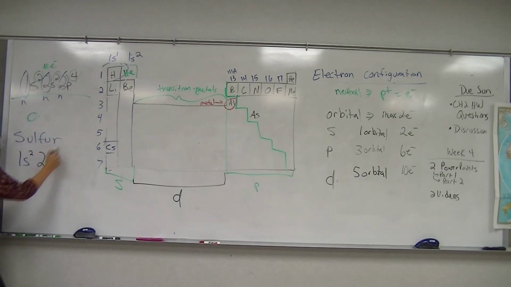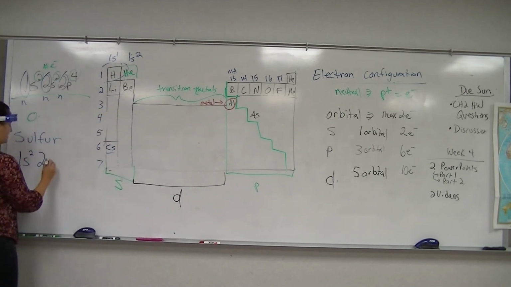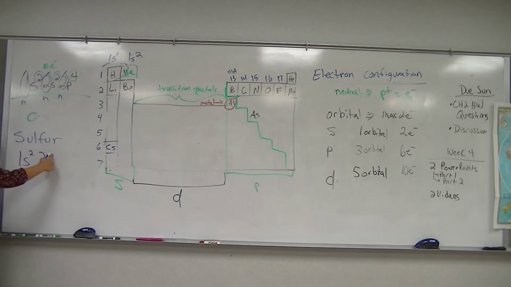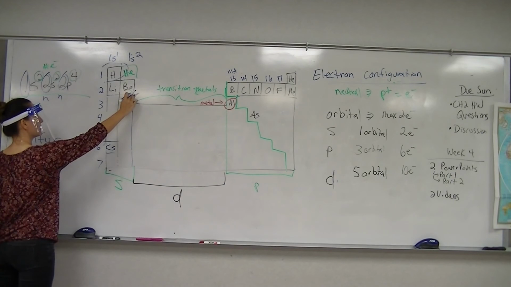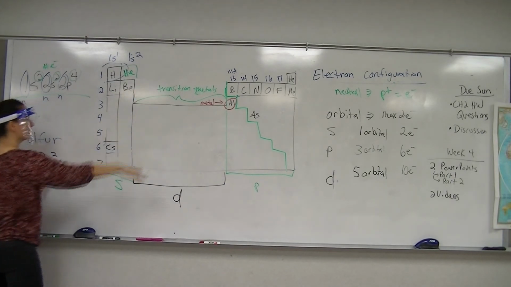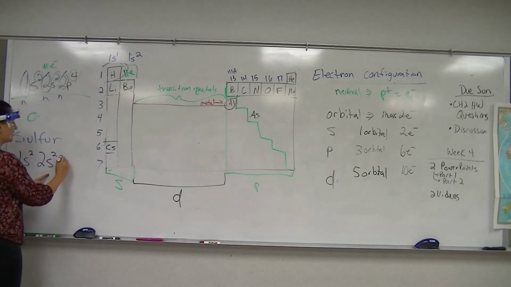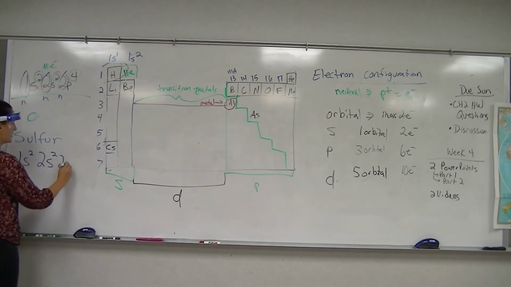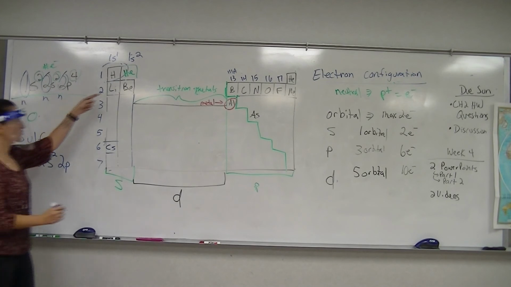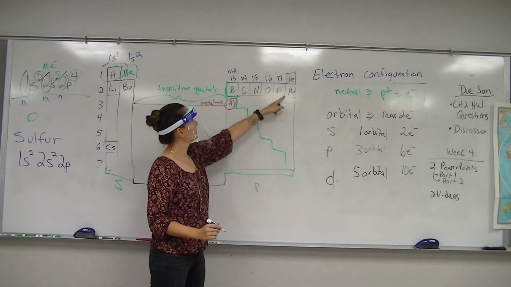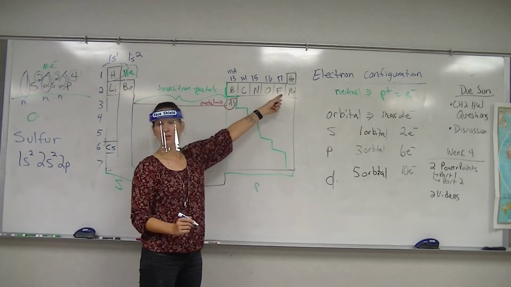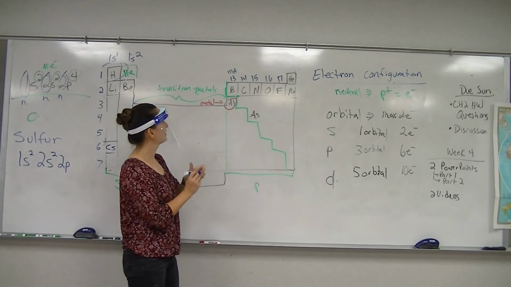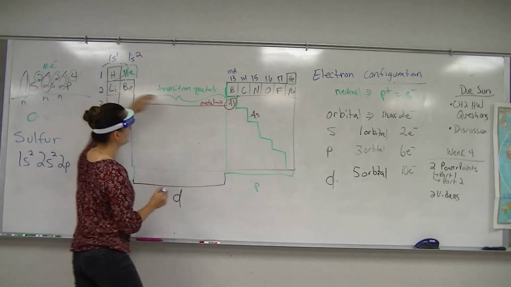What block do I hit first? s. What's the max that can fit in the s? 2. So what this is saying is go all the way to beryllium, but we want to keep on going. So we're still in period 2, but what block are we hitting? p. Is sulfur in the 2p's? No. So this is period 2, this is the p block.